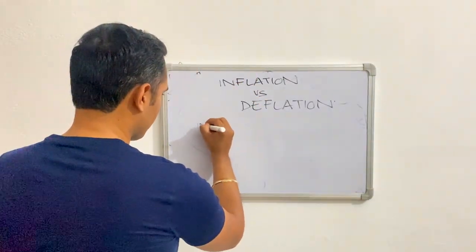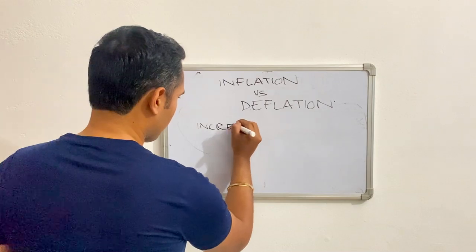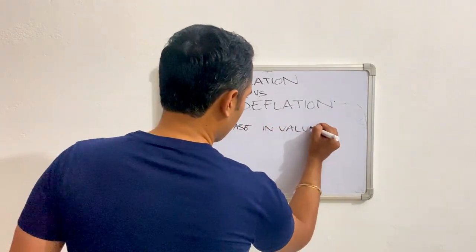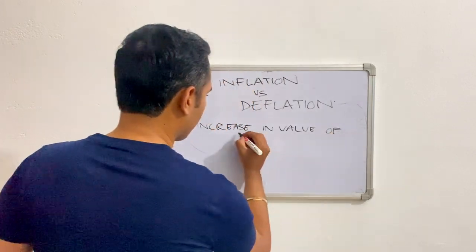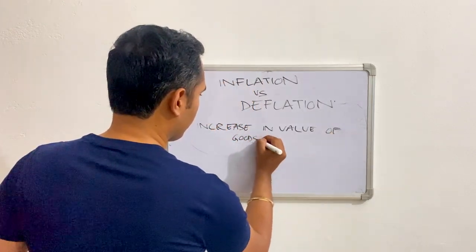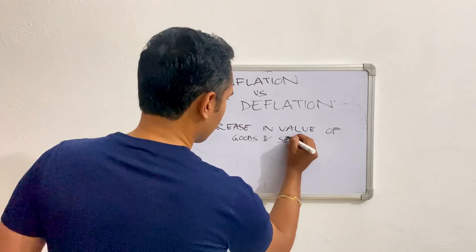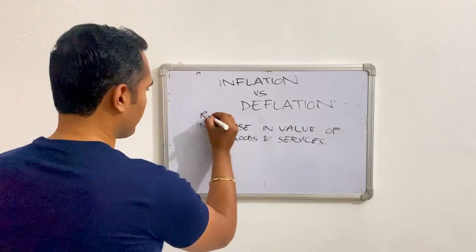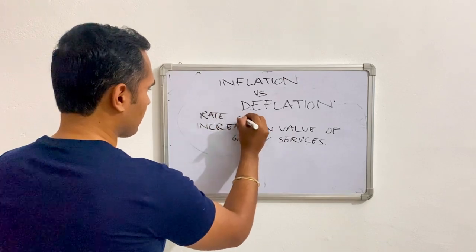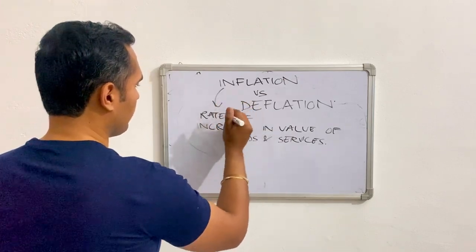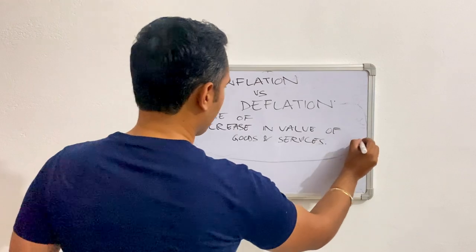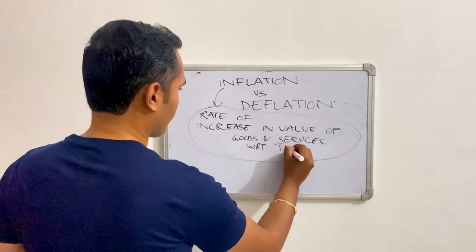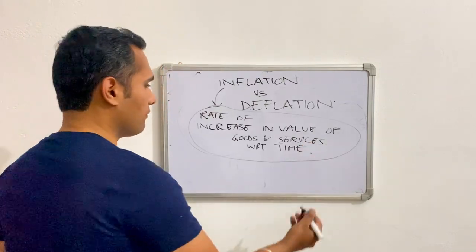So the increase in the value of goods and services. It would be better if you write the rate of increase. This will be inflation: the rate of increase in value of goods and services with respect to time. It is known as inflation.